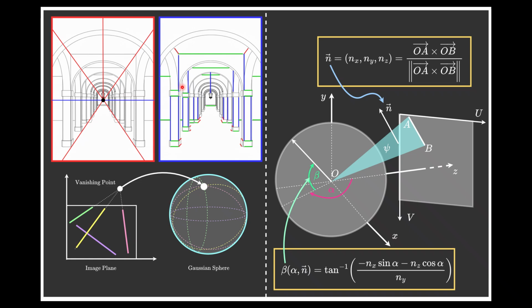Now you have lines. How do you find vanishing points from lines? This is where the Gaussian sphere comes in, and it's an elegant idea. Imagine placing a unit sphere at the camera center. Every line in the image, when extended to 3D, defines a plane passing through that camera center. That plane slices the sphere along what's called a great circle.